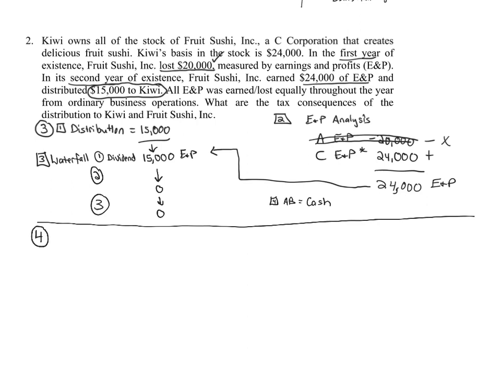So we go to step 4, accumulated E&P for next year. Accumulated E&P given, plus or minus current E&P given to us, plus any step 2 gain. Again, you can think of that as step 1 gain if you want, minus the distribution adjustment.